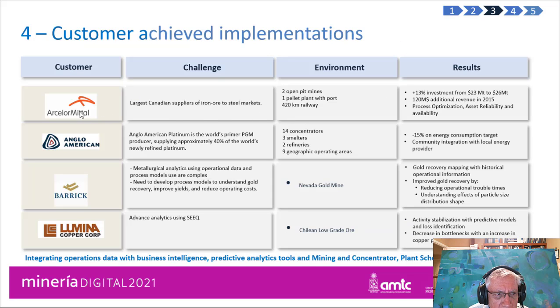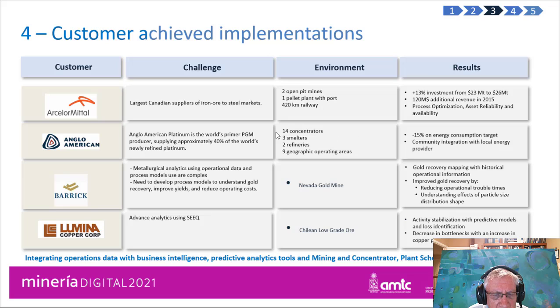So we have many examples. The most advanced one is ArcelorMittal in Canada, where they have two open pit mines, one pellet plant, and the railway, and of course the grinding plants, which have 8 lines of milling and separation. By implementing this digital twin model for the whole complex, they got 120 million in additional revenue in 2015, and this is now being revised, and now they have a center of competence where they are really improving from where they got started a few years ago.